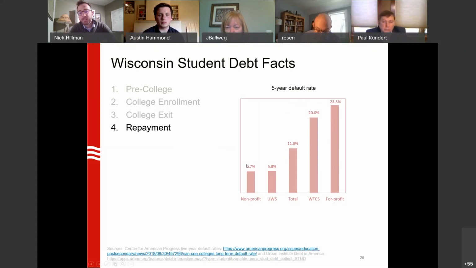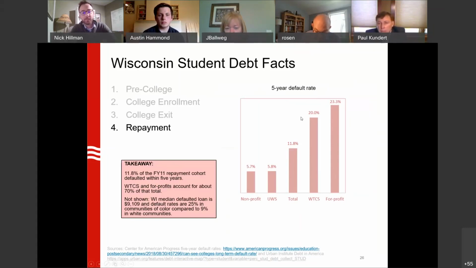And those numbers vary considerably. 5% for the nonprofit sector. For the UW system, it's around 5.8. It goes up to 20 to 23% in the tech college and for-profit sectors.